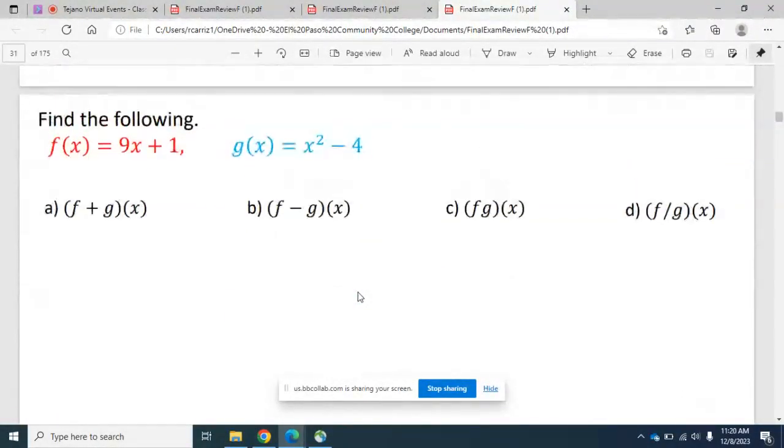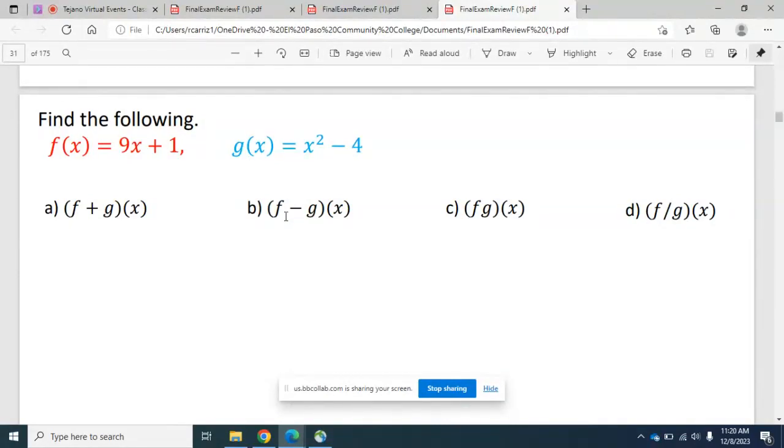Let's look at basic operations of functions. Okay. So if we have these two functions, f of x is equal to 9x plus 1, and g of x is equal to x squared minus 1, let's go ahead and add these two functions together. And the syntax that you see for a here is this: f plus g of x. What this means is just adding f of x with g of x.